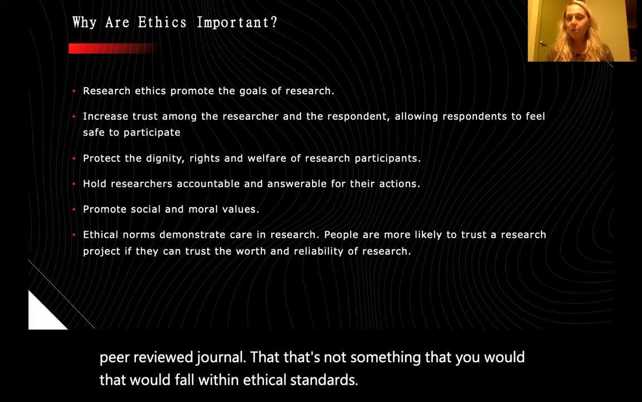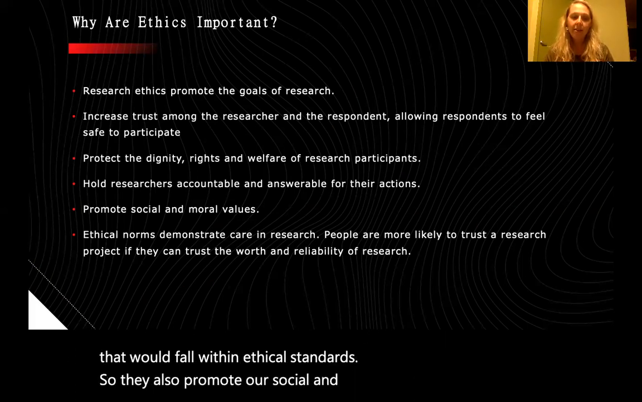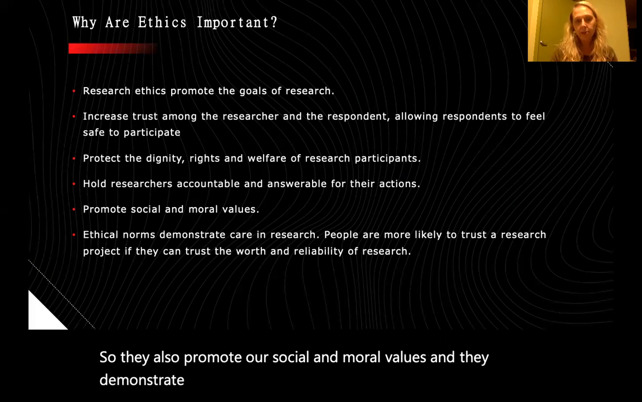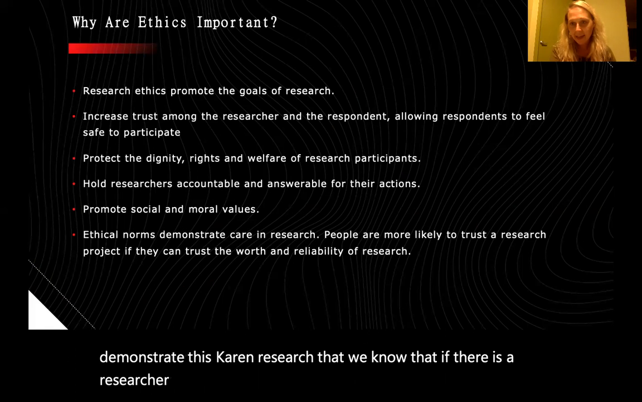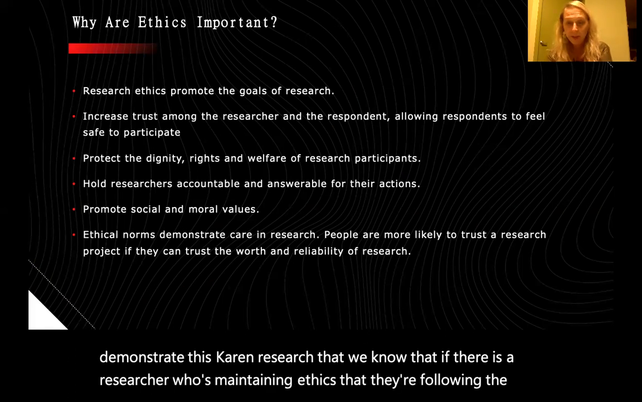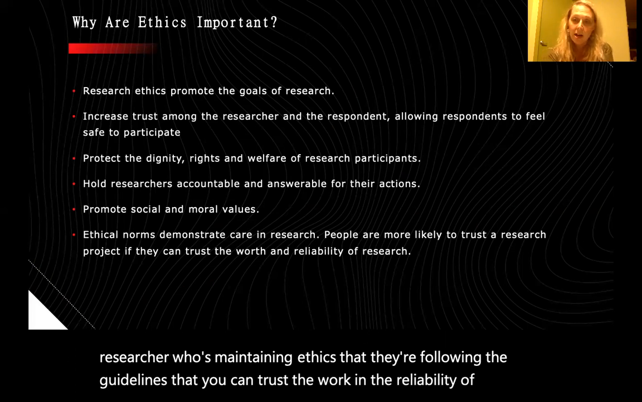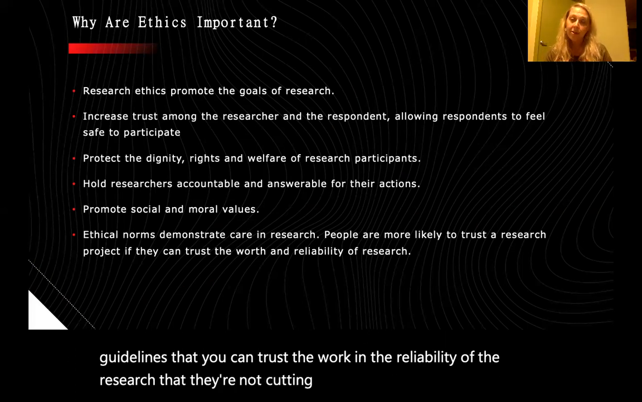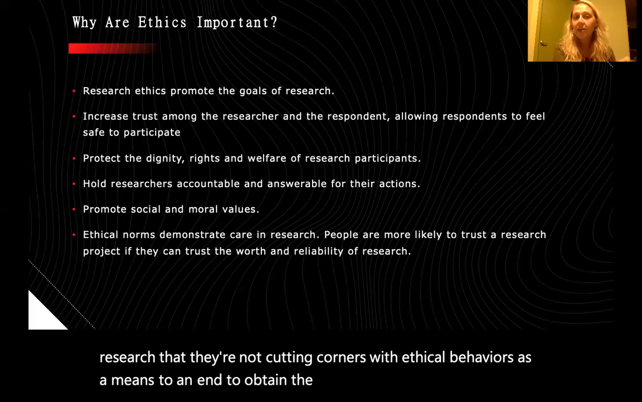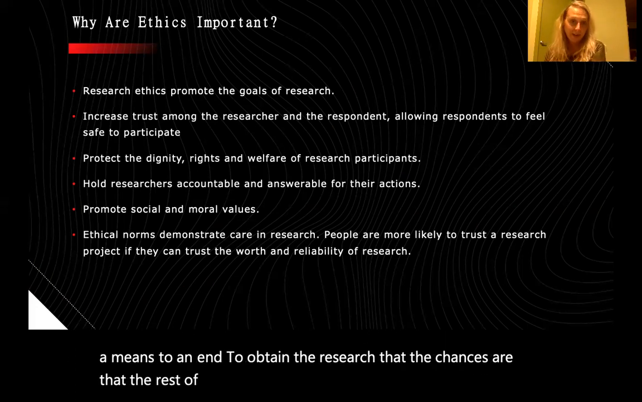They also promote our social and moral values, and they demonstrate the care in research. If a researcher is maintaining ethics and following the guidelines, you can trust the worth and the reliability of the research. If they're not cutting corners with ethical behaviors as a means to an end to obtain the research, the chances are that the rest of the study is also given the same care and attention.